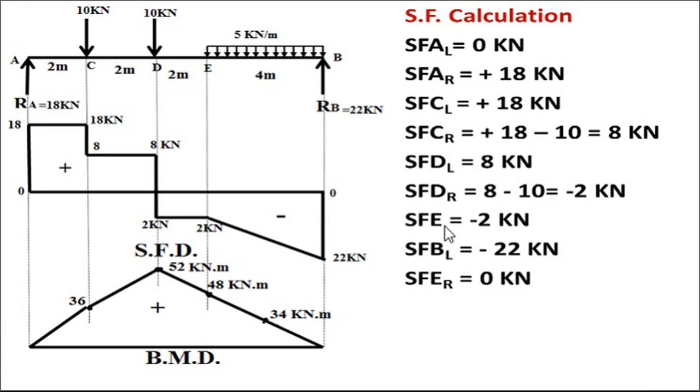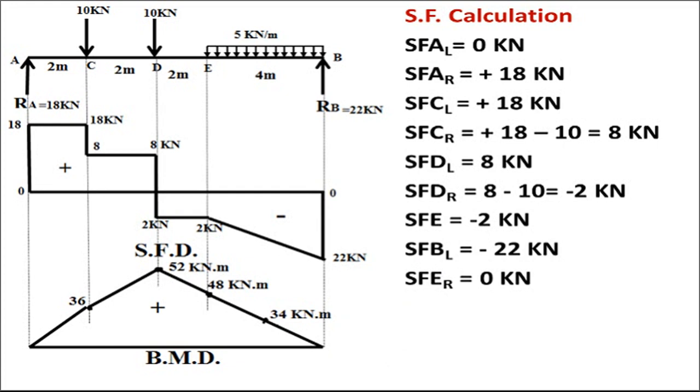Okay, first value left, second value right. If you reach point B, the first value is the shear force at B to the left, that is minus 22, and the shear force at E to the right is 0. So these are the two values.